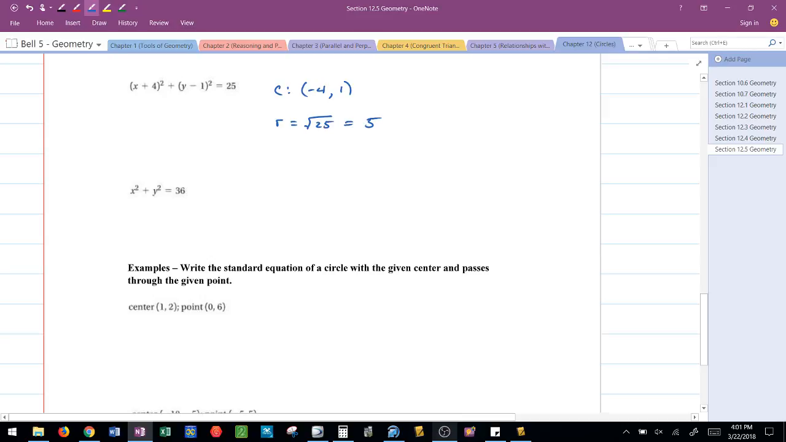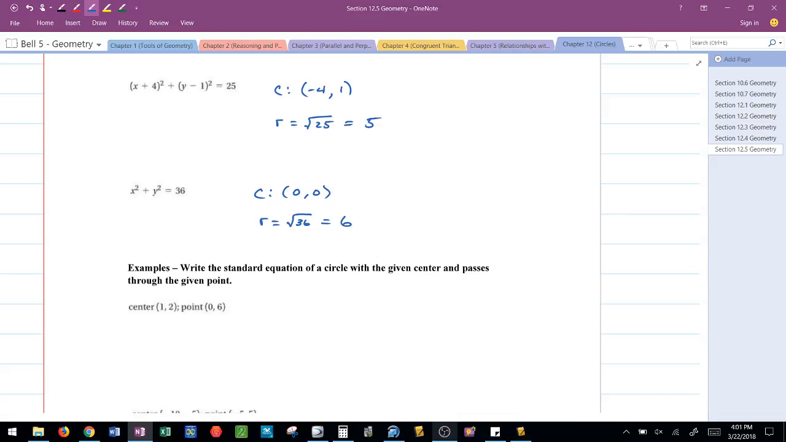All right, let's look at this last one. I have x squared plus y squared equals 36. So I know that the center is going to be at 0, 0. All right, the radius would be the square root of 36, or 6. Done.